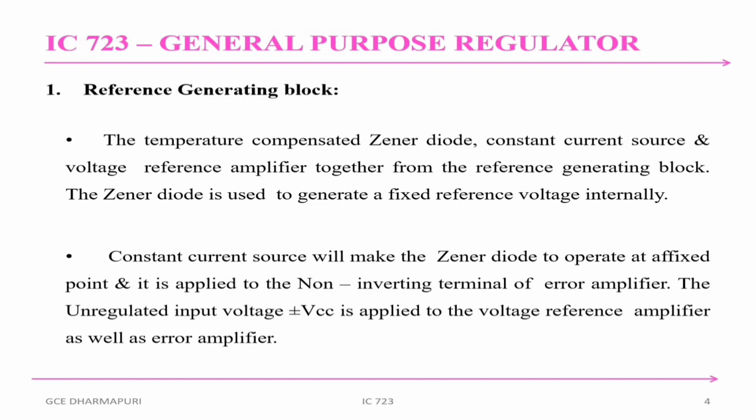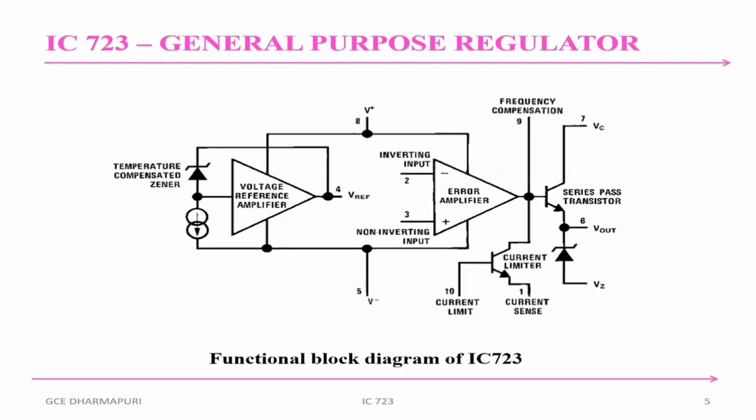The unregulated input voltage plus or minus VCC is applied to the voltage reference amplifier as well as the error amplifier. Then only it will function. So you can see the functional block diagram of IC 723, and this side is nothing but a voltage reference amplifier. You can see the plus V and minus V is connected to the voltage reference amplifier and error amplifier. So the V reference is connected to the non-inverting input of the error amplifier.